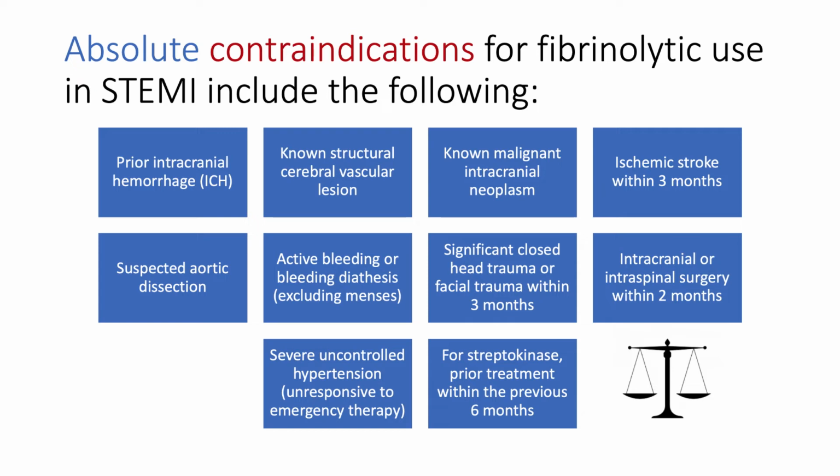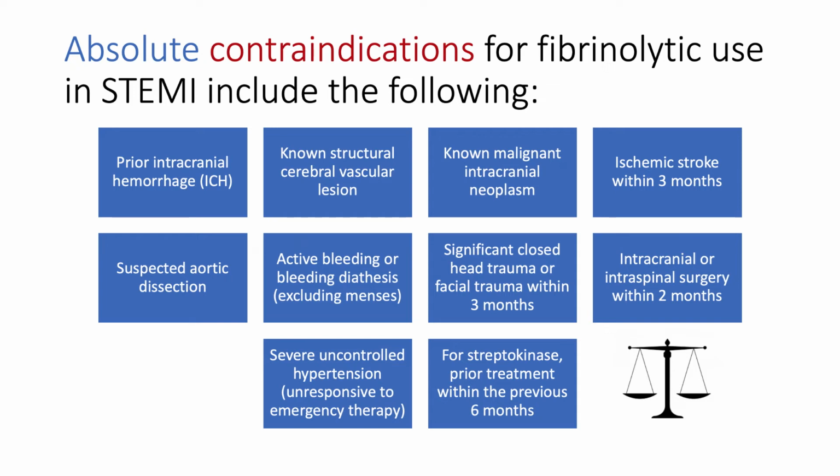for fibrinolytic use in ST elevation myocardial infarctions, which include the following: prior intracranial hemorrhage, known structural cerebral vascular lesion that could potentially hemorrhage, known malignant intracranial neoplasm, again, that could potentially hemorrhage because neoplasms are usually highly vascular with new proliferation, meaning neovascularization, and ischemic stroke that can have a hemorrhagic transformation, suspected aortic dissection that can increase bleed, active bleeding or bleeding diathesis anywhere. That excludes menses because that's physiologic. Significant closed head trauma or facial trauma that can cause internal bleed within the last 3 months. Intracranial or intraspinal surgery within the last 2 months because that can also cause bleed in that area.